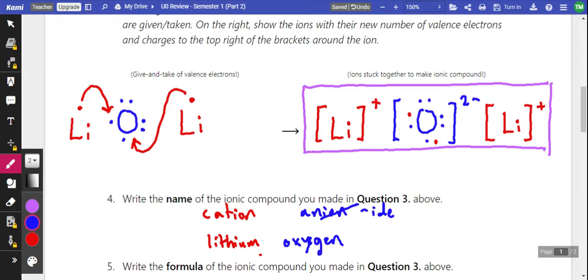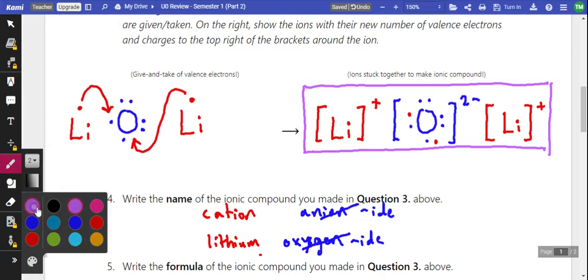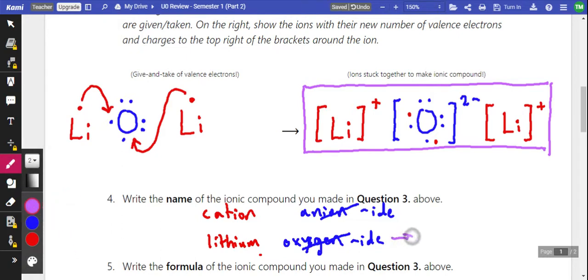We usually go after the first hard consonant noise. So oxygen becomes oxide, IDE. So our whole name for this compound is going to be lithium oxide. We keep lithium the same, we change oxygen to oxide. Okay, and that's what we would call this compound up here if we were to give it a name.